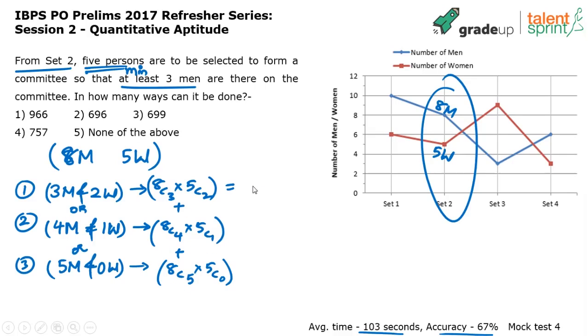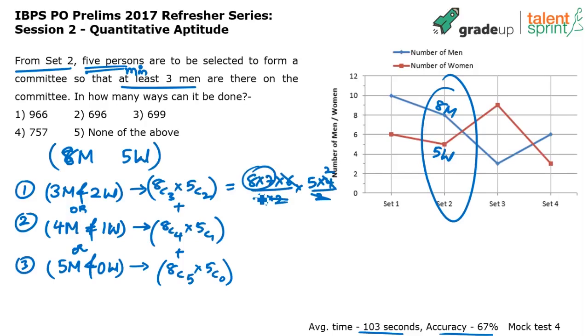Let's do the calculation quickly. Right? 8C3 into 5C2. So 8C3 is 8 into 7 into 6 by 3 into 2, into 5C2, which is 5 into 4 by 2. Yes, 6, 7, 8, 2, 3, 5. So 3 into 2, 6 gets cancelled. 2 goes here 2 times.